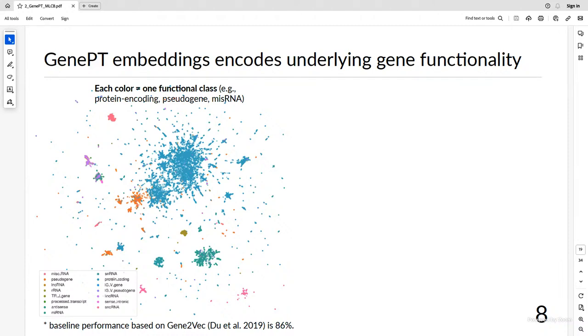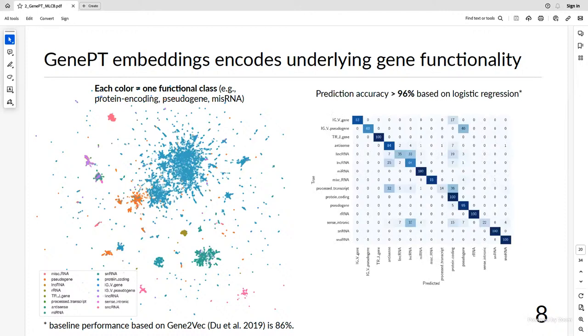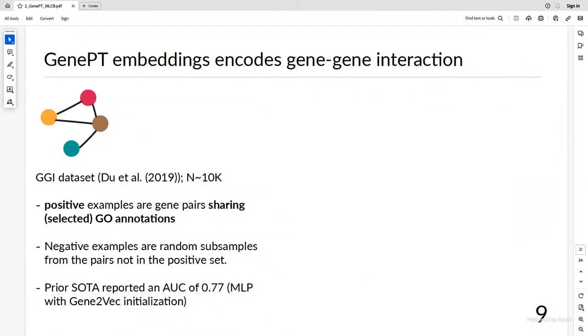We also did a sanity check with a very simple classification task where we took the top 15 most abundant classes of these genes and put a logistic regression on top of the gene embeddings to classify the genes. It turns out it outperforms the previous baseline that uses dense co-expression data by more than 10% in terms of accuracy. So far, so good.